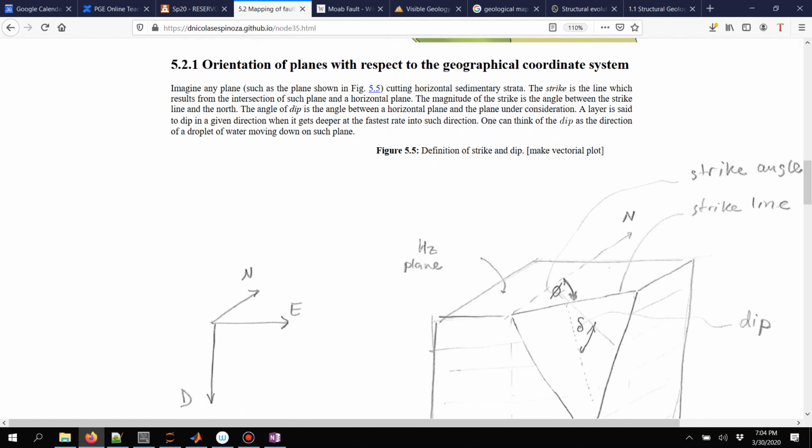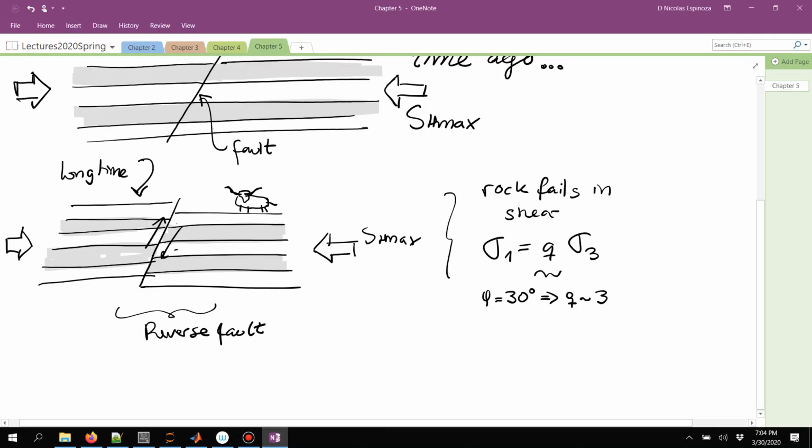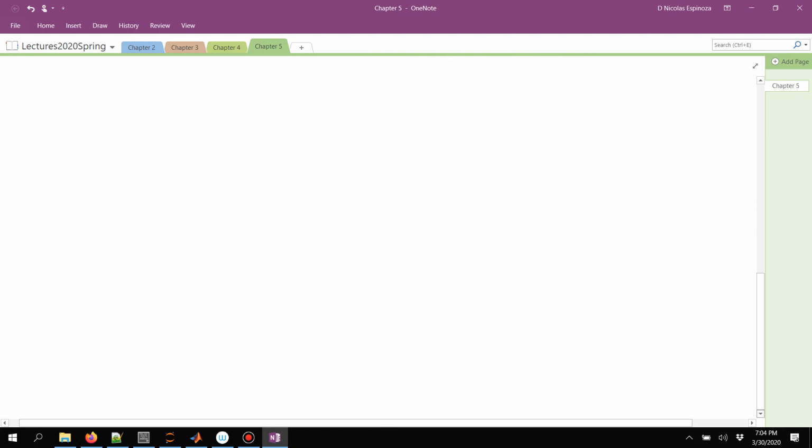These are quantities that we know as strike and dip. I'm going to jump over here to my notes to create a new example of this.